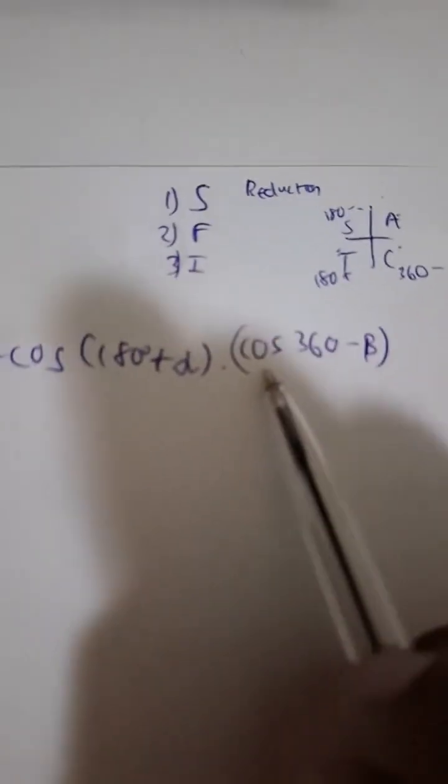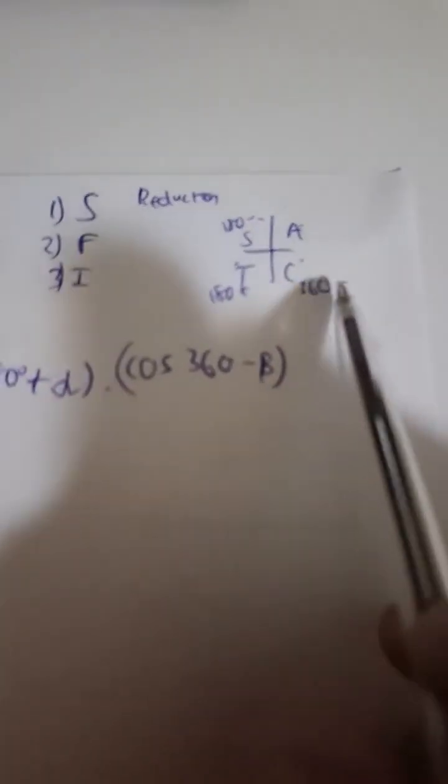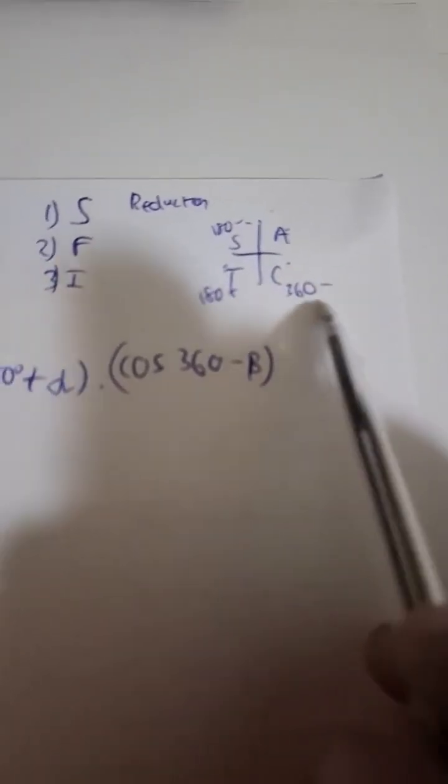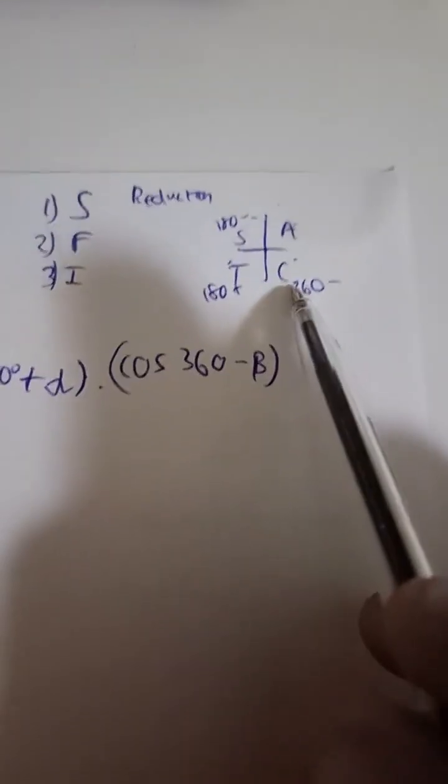Okay. Then the last and final bracket, cos of 360 minus beta. Cos of 360 minus beta, minus 360 minus is in the fourth quadrant. How is cos in that quadrant? Cos is positive. So then we write in brackets cos of alpha.